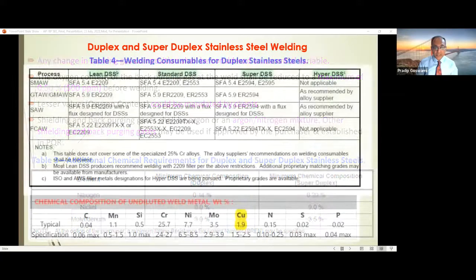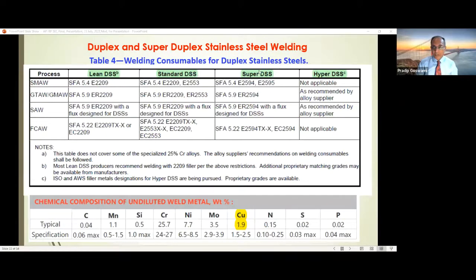So here is a broad guideline. If you have to weld lean duplex, standard duplex, super duplex, and hyper duplex: if you're welding lean duplex, the recommendation is to use the consumable for standard duplex, that is 2209. Lean duplex is typically an offshoot of standard duplex, where nickel and moly are on the lower side, but one can comfortably go with the consumable recommended for standard duplex while welding lean duplex also. And for standard duplex, we have 2209, a very common classification we know very well.